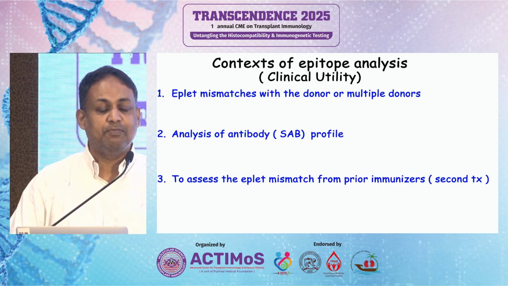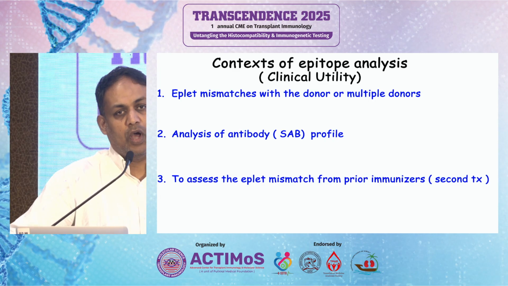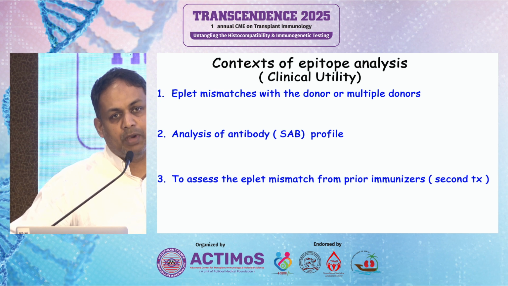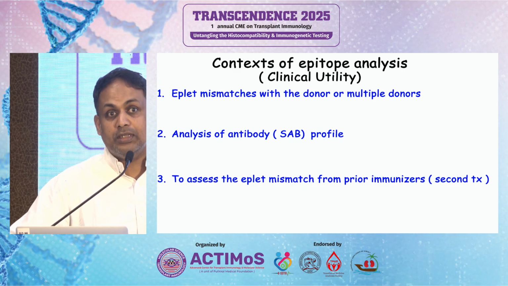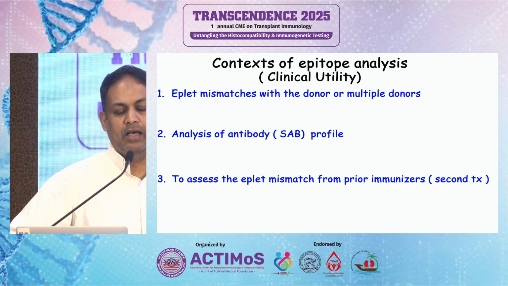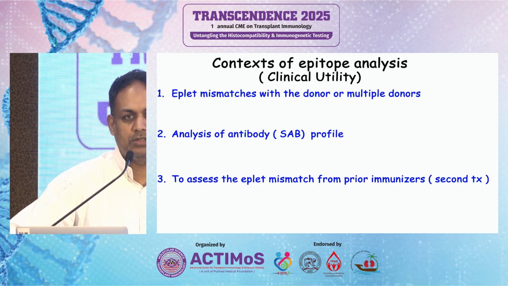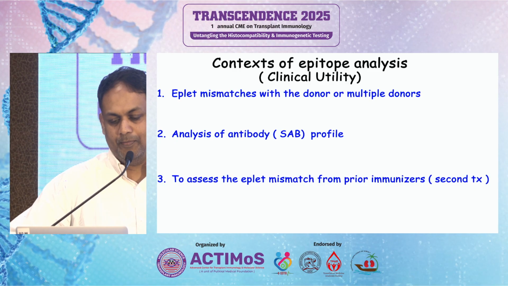And third is that suppose you are going for a retransplant. I know I have developed antibodies against my prior transplant, meaning some epitope or some eplet in my prior donor has sensitized me. So if I know that eplet which has been immunogenic to me, I can avoid that eplet in my future donor. So just to get an idea how much of a memory barrier I have to cross, I think epitope can be useful.